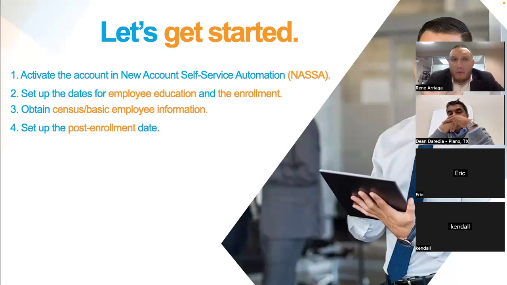So the first thing we're going to do is activate your account, right? And so for you guys, you know that that's called NASA, right? New account, self-service automation, right? So again, you're going to go in there, you're going to put in all their information. I literally try to do that right there on the spot because that makes it real, right? I start putting in their information. So Mr. Business Owner, what is the name of the business? What is the tax ID number? How many employees you have, all of the information that's needed to set up the account.